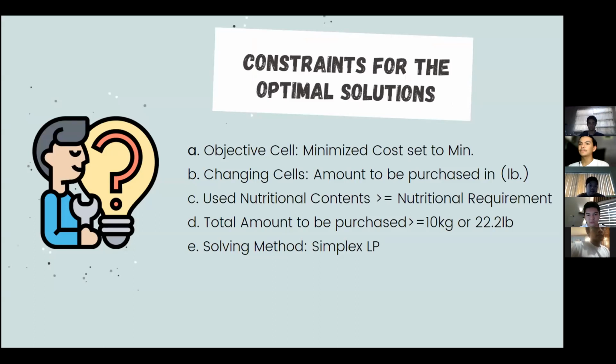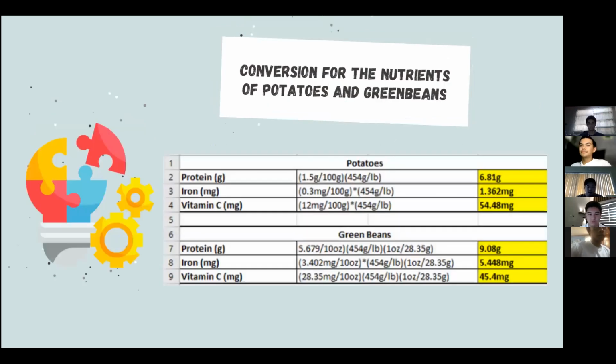The following constraints are used for the optimal solution in linear optimization and minimization because it aims to determine the minimized cost for the cafeteria with quality efficiency for their product. Lastly, the solving method that was used is Simplex LP because the group will utilize a linear function. The slide shows the converted amount for potatoes and green beans, which will be utilized for questions A to D.